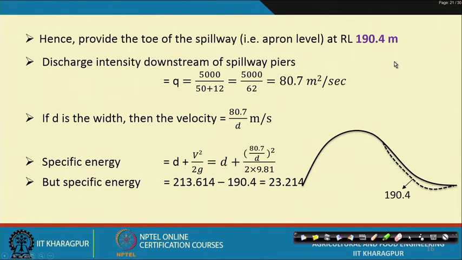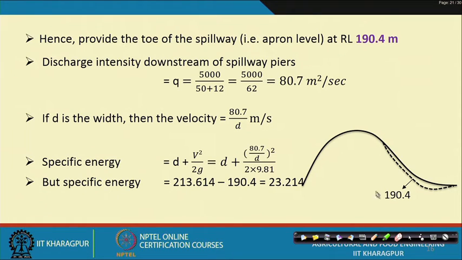Now, we can calculate the discharge intensity downstream of the spillway piers, which is again a ratio of discharge divided by area. The area we calculated early. So, this is around 80.7 meter square per second. This is the specific discharge, so the unit is meter square per second. Now, if d is the depth, then the velocity is the discharge divided by the depth, in meter per second. Now, we calculate the specific energy.